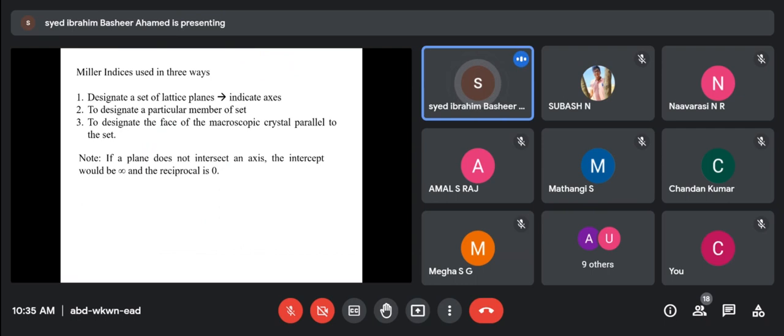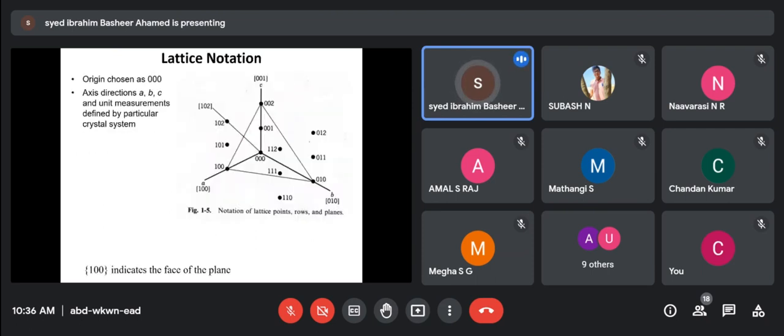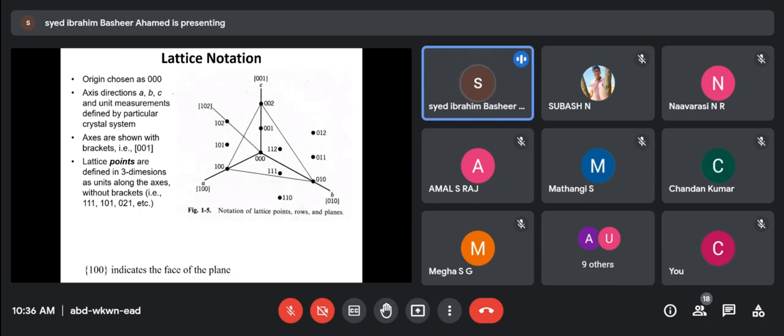So Miller indices help us to designate lattice planes, to designate a particular member of a set, to designate the face of macroscopic crystals. Here you can see the lattice notation. The origin is chosen as 0, 0, 0. You have axis directions A, B, C, each with some unit length.